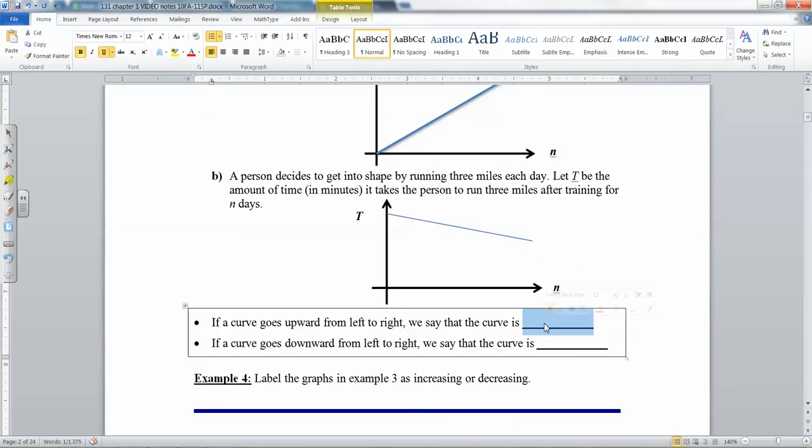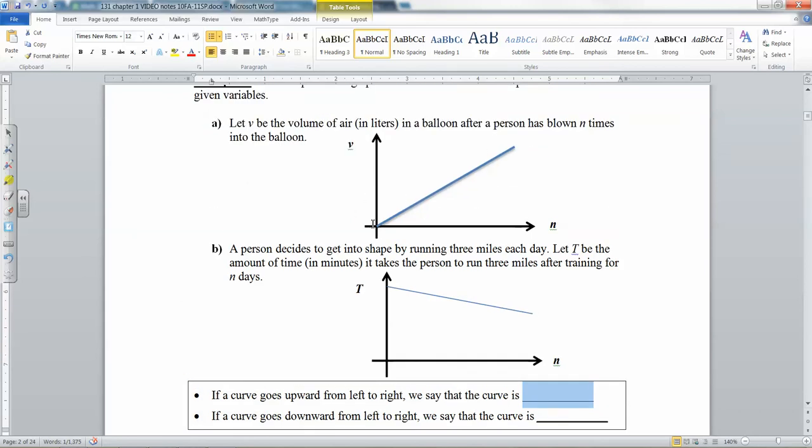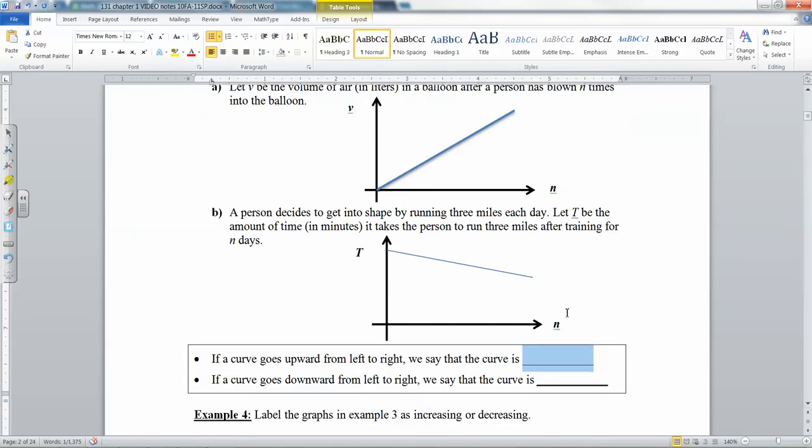All right, a couple other definitions. If the graph goes upward from left to right, like this one right here, that first one for A, we say that it is increasing. And if the graph is going down from left to right, we say that it is decreasing.